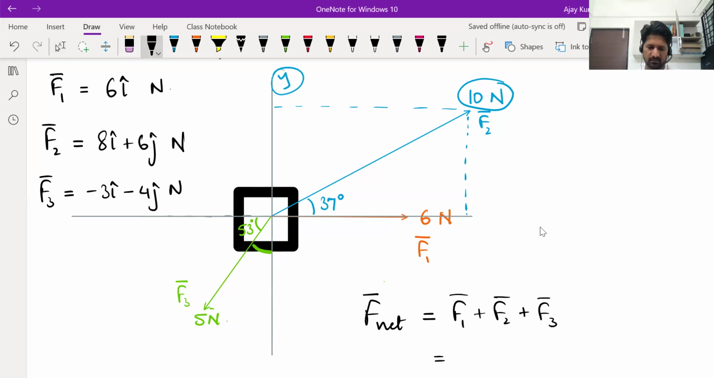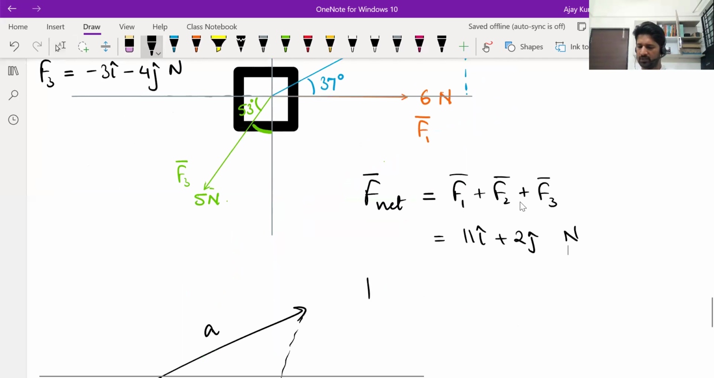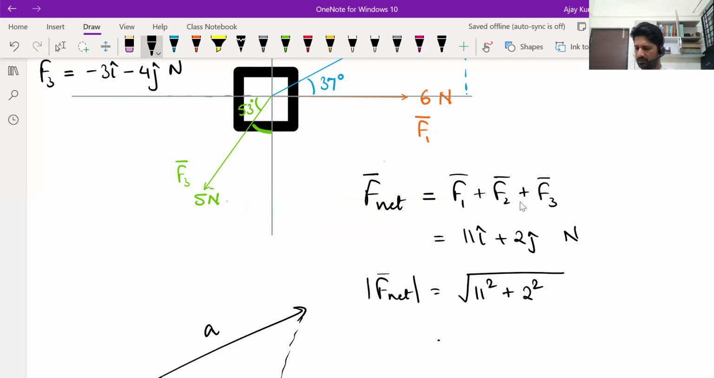Sir, 11i plus 2j. You add all the x components. 6 plus 8, 14 minus 3 is 11 I cap. And y components. The first force didn't have a y component, so it's 0. Second one had 6, third had minus 4. 6 minus 4 is plus 2 j cap. So 11 I cap plus 2 j cap newtons is the net force. And if you want its magnitude, it will be square root of square of x component plus square of y component, that is square root of 125 newtons.